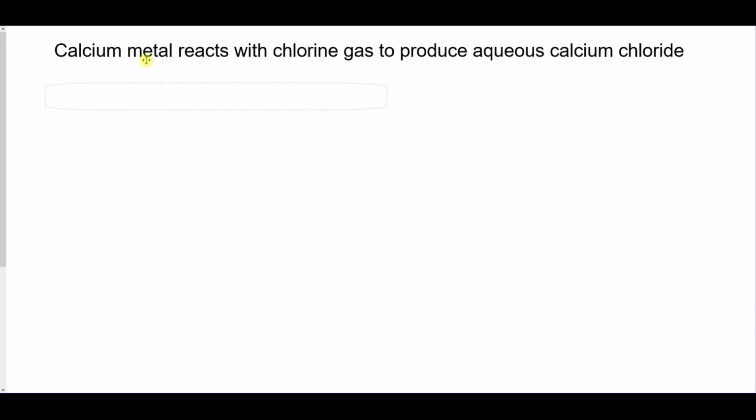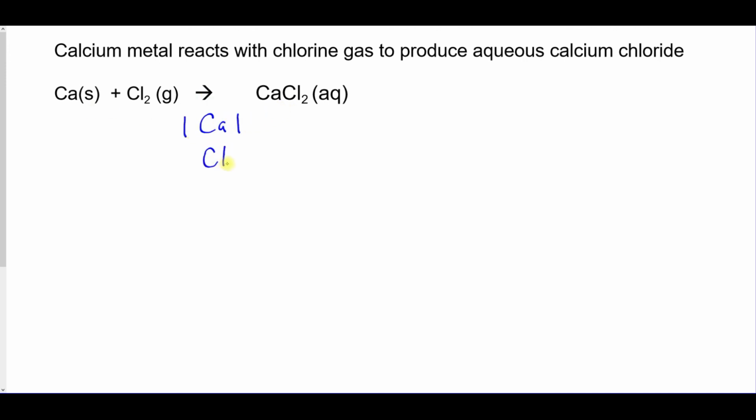This one, we have the states: calcium metal, metal meaning it's a solid. We have chlorine, remember that's diatomic and it's a gas form. And then in our products, we have calcium chloride and it is aqueous. Pause the video and write the equation. If I try to balance this, I have 1 calcium on each side, 2 chlorine on each side. So it is balanced as written.